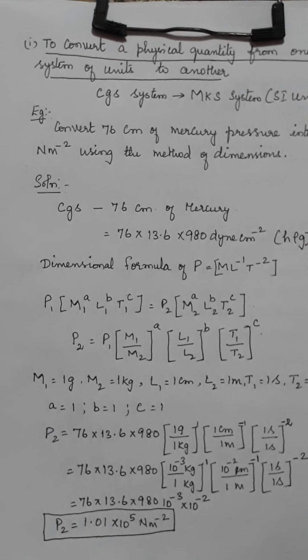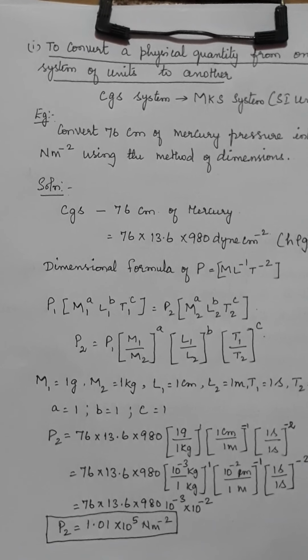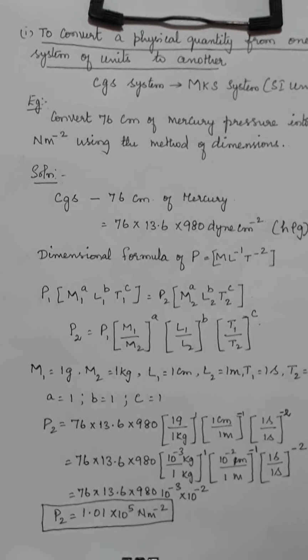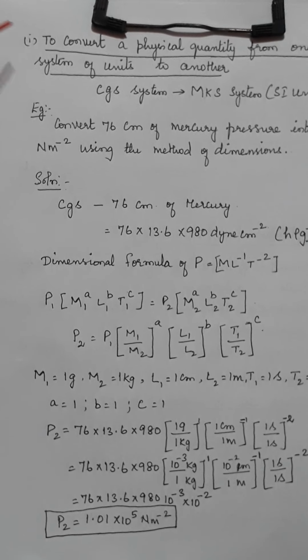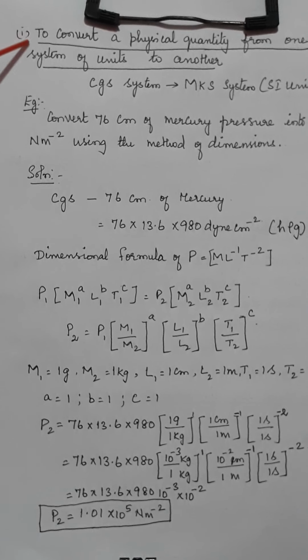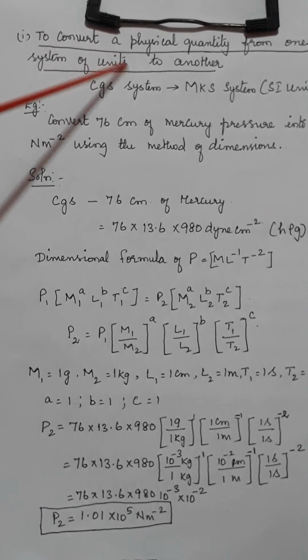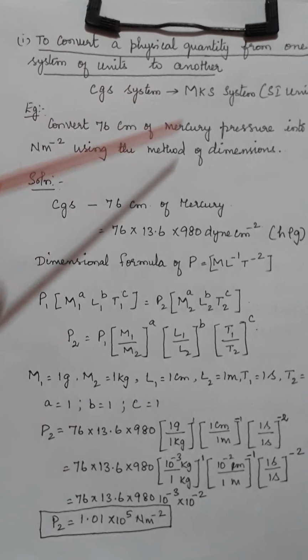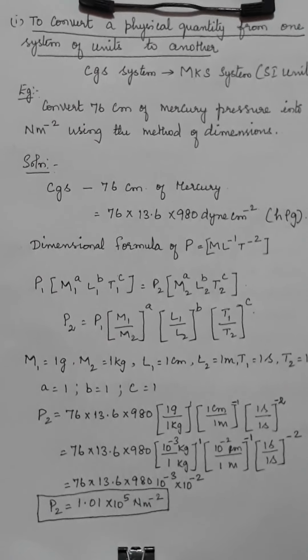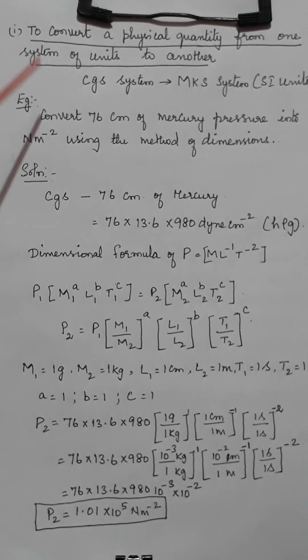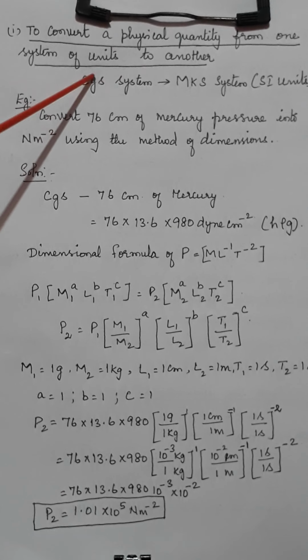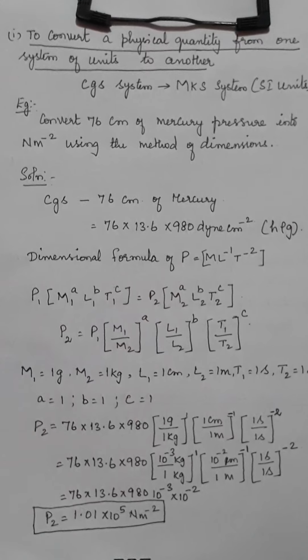So now we are moving on to the first application. That was the second application. This is the first application. The first application says you can use the dimension formula to convert a physical quantity from one system to another system. Here a simple example is given: how I am going to convert a CGS system to the MK system, that is the SI unit.